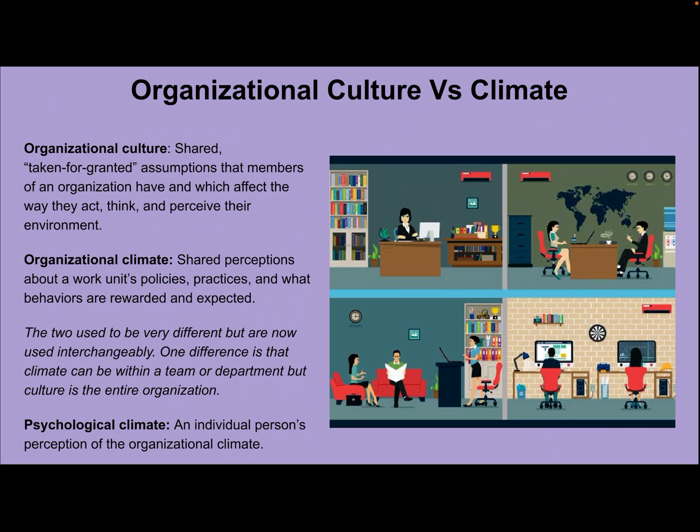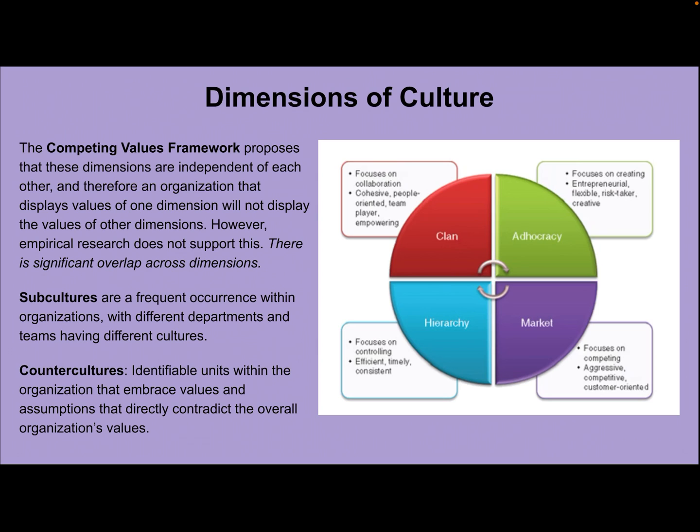These two used to be very different, culture and climate, but they're now used interchangeably. However, one difference is that climate can be within a team or department, whereas culture is the whole organization. But they can sort of be used interchangeably. And psychological climate is the individual person's perception of the organizational climate. So remember, psychological climate is just per person. It's a person-by-person basis. Whereas the organizational culture and climate are for the whole organization. But a climate can be for just a department, whereas the culture is always the whole organization.